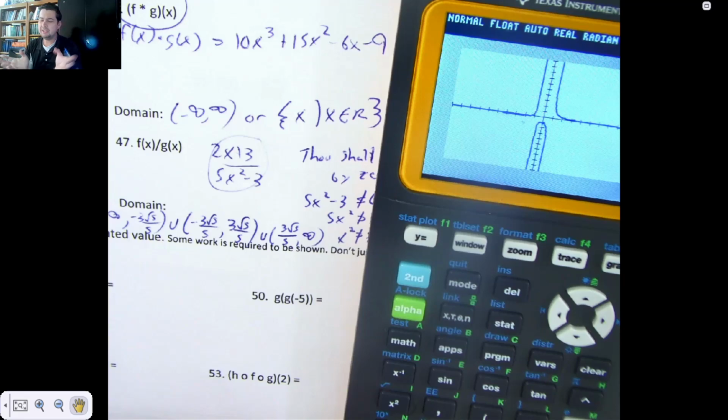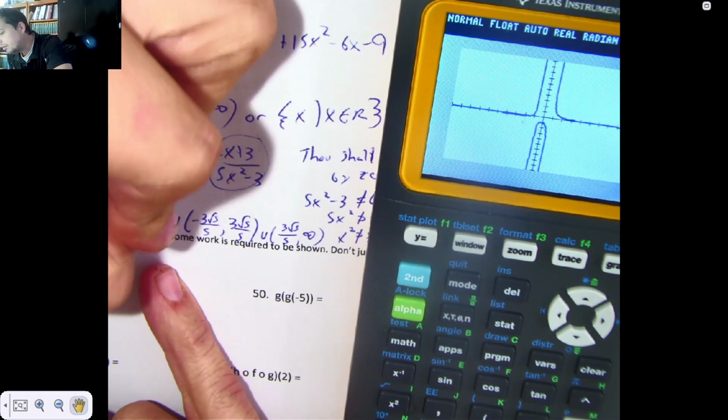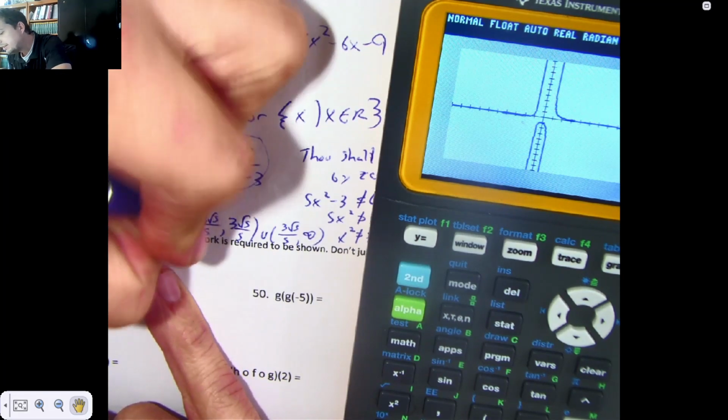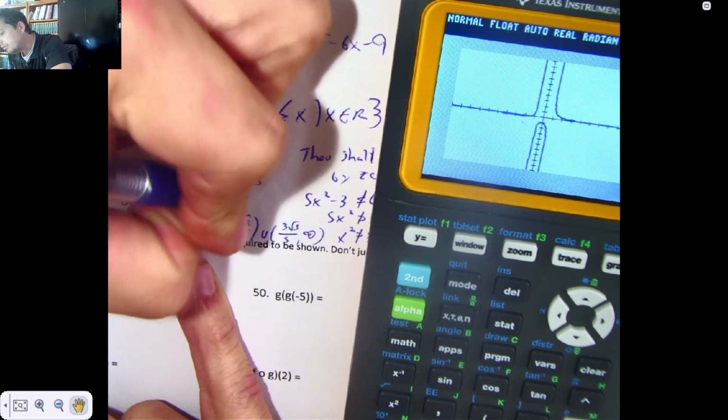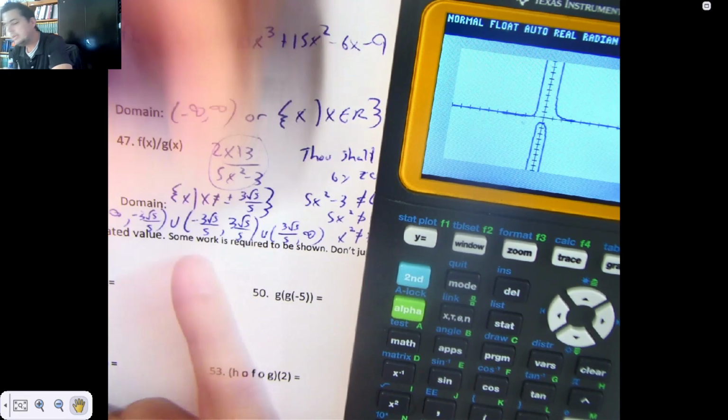Set builder notation, way easier on this one. All values of x such that x cannot be plus or minus 3 root 5 over 5. It can be everything else.